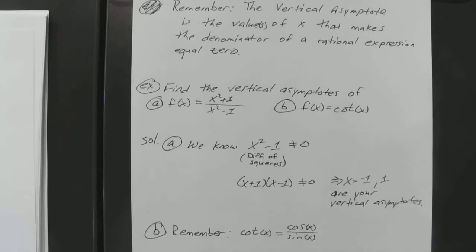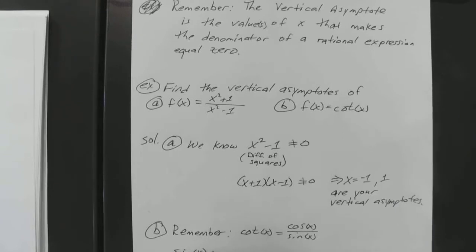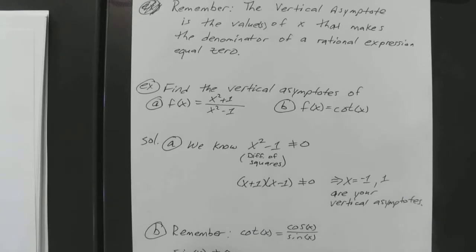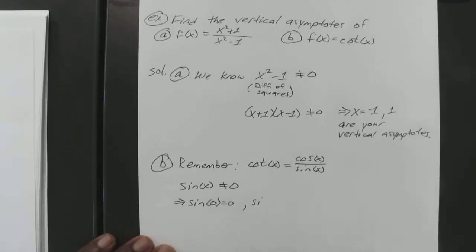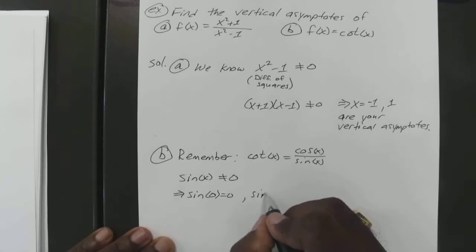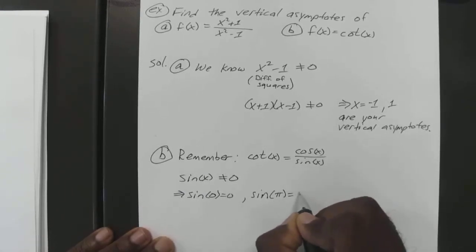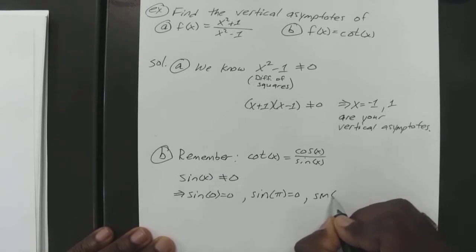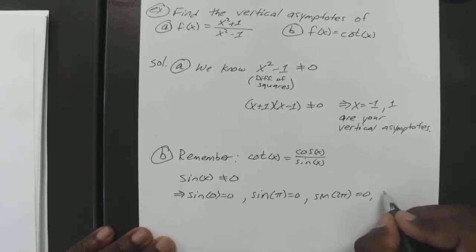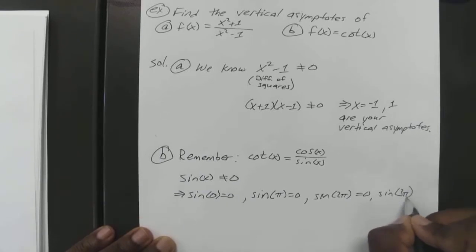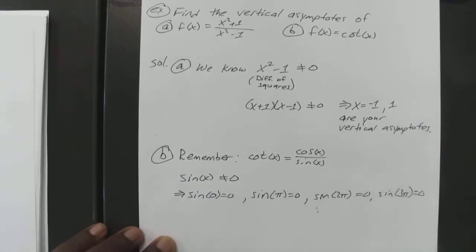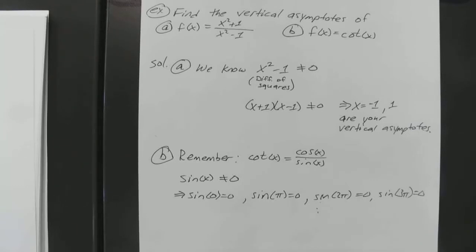Okay. Now we know sine of x is just repeating. So we know that sine of x can equal 0. Only problem with that is sine of 0 equals 0. Sine of pi equals 0. Sine of 2 pi equals 0. Sine of 3 pi equals 0, and it just keeps on going and going and going. Okay. So you really have an infinite number of zeros you could have.